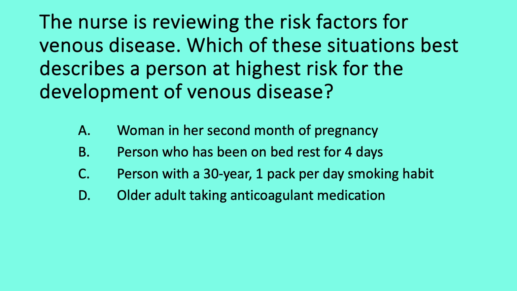Next question. The nurse is reviewing the risk factors for venous disease. Which of these situations best describes a person at the highest risk for developing a venous disease? Remember that your veins need calf pumping, right? And so someone that is in bed for 4 days, not moving around, is undergoing prolonged risk for venous disease. Also, anyone that has prolonged standing or sitting is also at risk. And this is why so many of us wear compression socks at work. So the answer here is B.